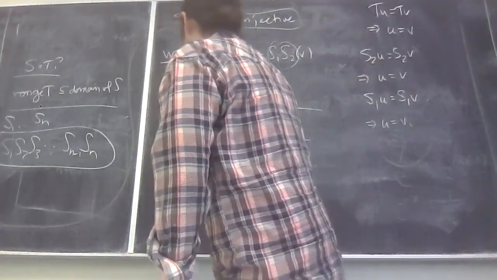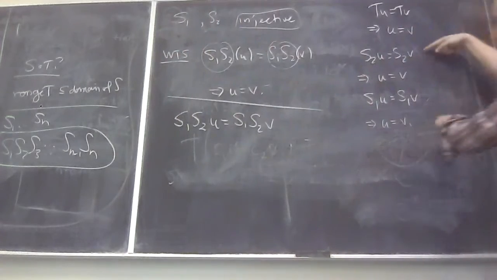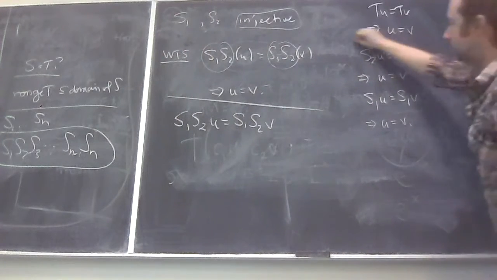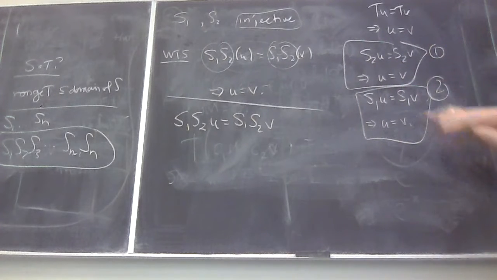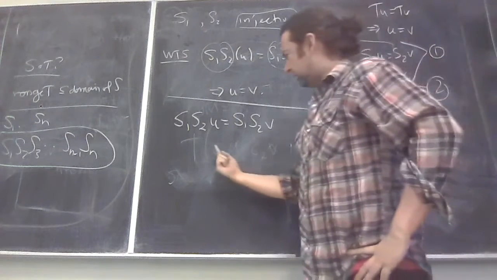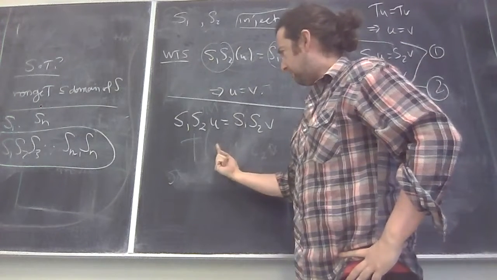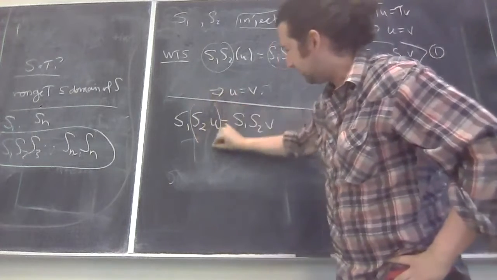S1 S2 U is equal to S1 S2 V. Can I use either one of these expressions over here? Either this one, example number 1, or this one, which I'll call number 2. Does either one of those apply to the statement I wrote down right there? Well, no, I don't think so. I guess we could do it that way, but it's actually probably more natural to think about it like this.